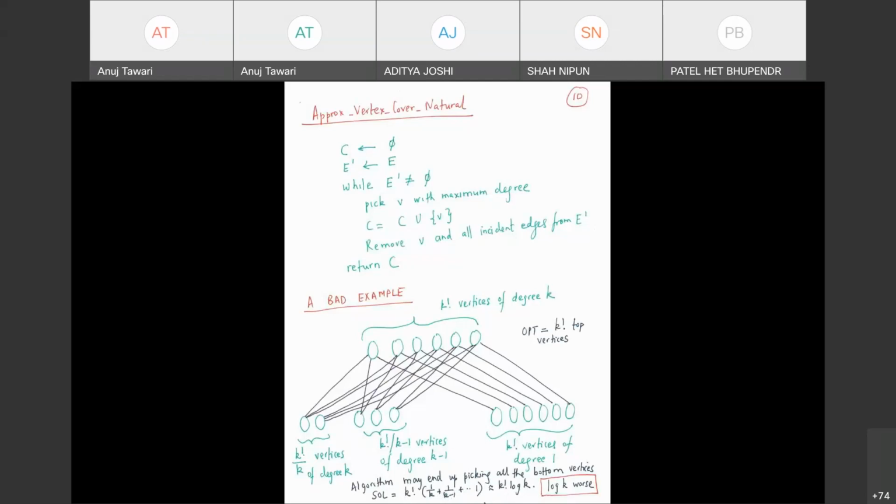So the optimal was k factorial, but here we are getting a solution of k factorial log k. So it is a worse algorithm, a log k worse algorithm. And now we want to prove some kind of guarantees. So what is the size of the optimal vertex cover?